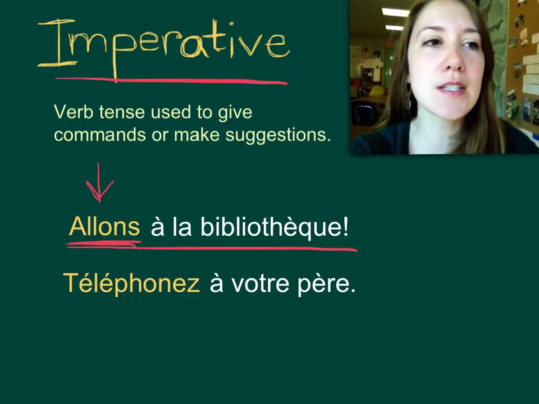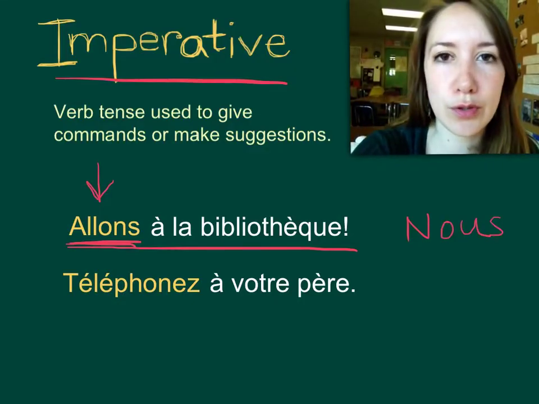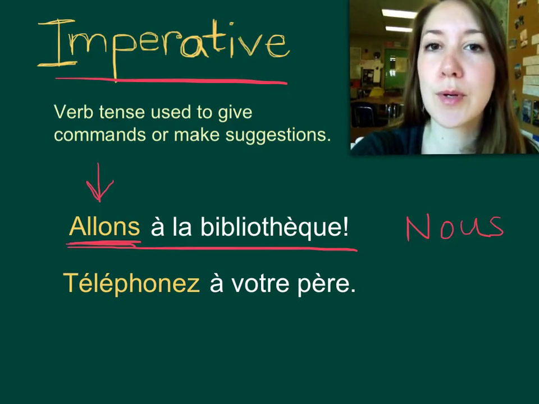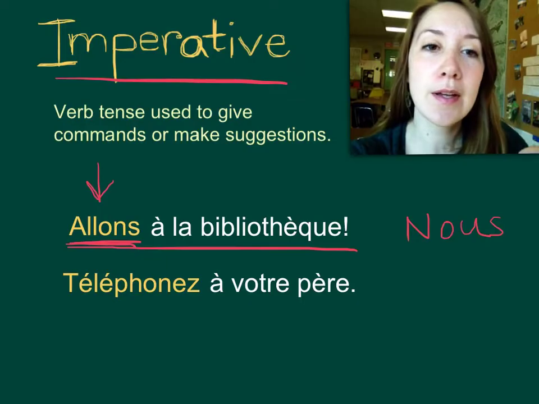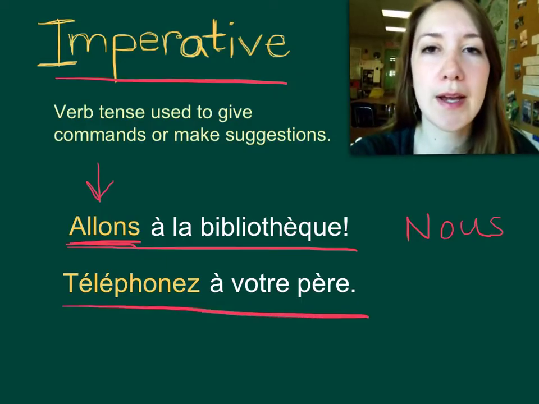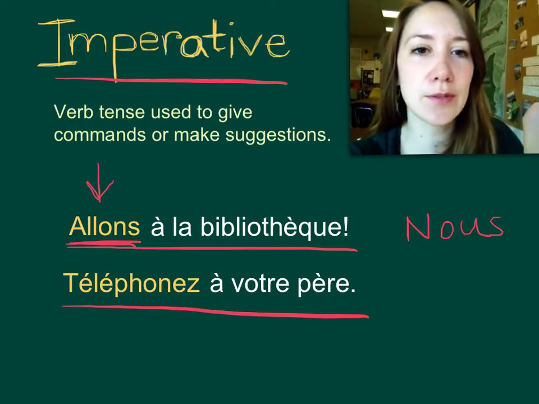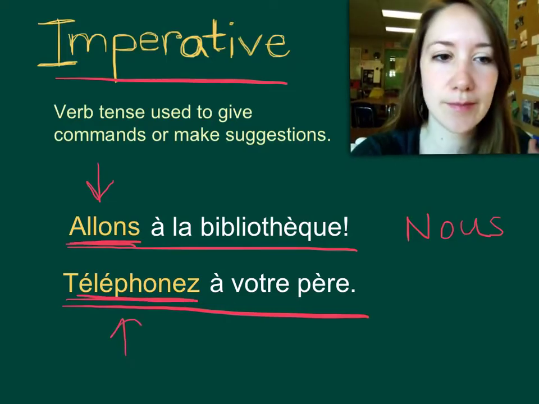Notice that there is no subject pronoun like nous or je or tu. The imperative tense is a verb tense that's used all by itself without any subject pronoun. Let's look at the next example. Téléphonez à votre père. Call your father. Again, téléphoner is a verb placed in the imperative tense.